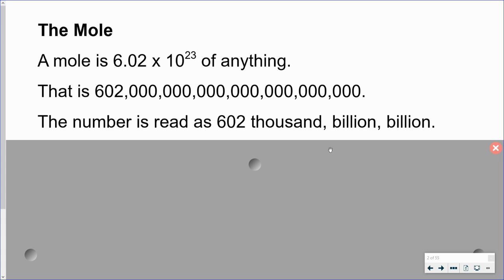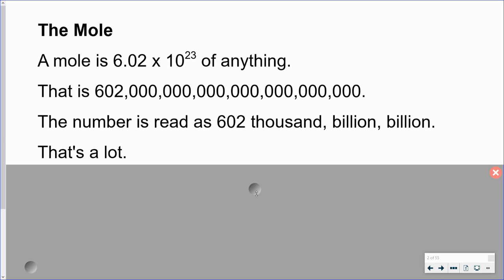So, as you would know, a billion is 9 zeros. So that's a billion. What we have left in front of it is 602,000. So it's 602,000 billion. Scientists don't use quadrillion, quintillions, etc. They just stop at a billion.